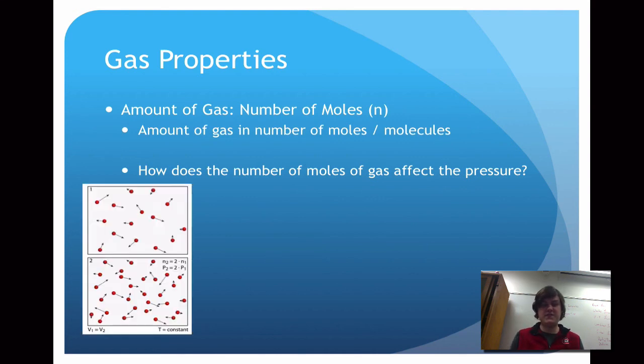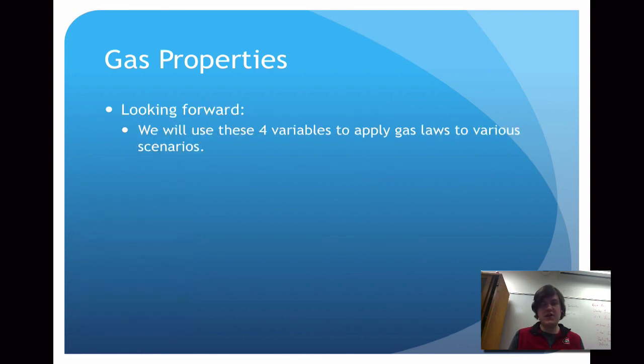And there you can see there's open space because of a fewer number of particles on the top box, number 1. And on the bottom box, there are more particles in there, indicating there'll be more collisions with a greater pressure. Looking forward, we're going to use these 4 variables, and we're going to look at relationships between these variables to talk about the gas laws. There are a distinct set of laws that we will be looking at in terms of gases and seeing how these relationships affect us in our daily lives.